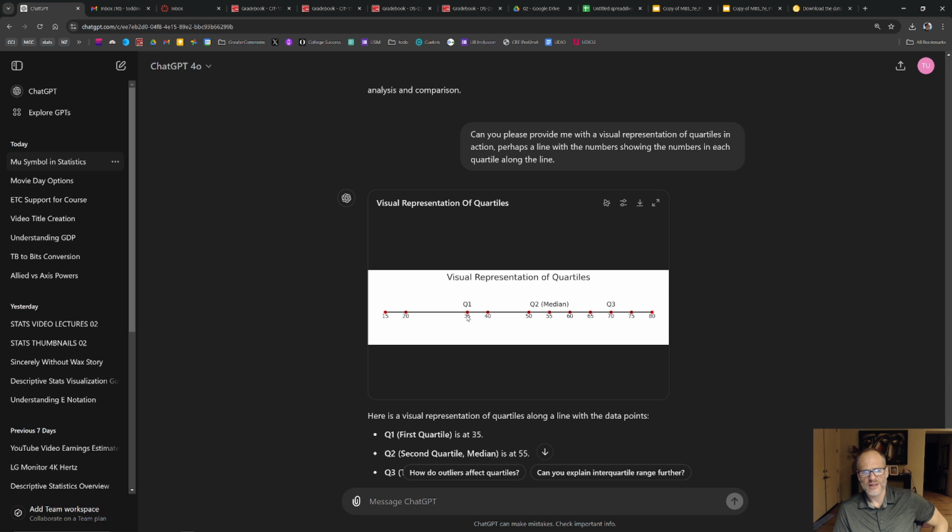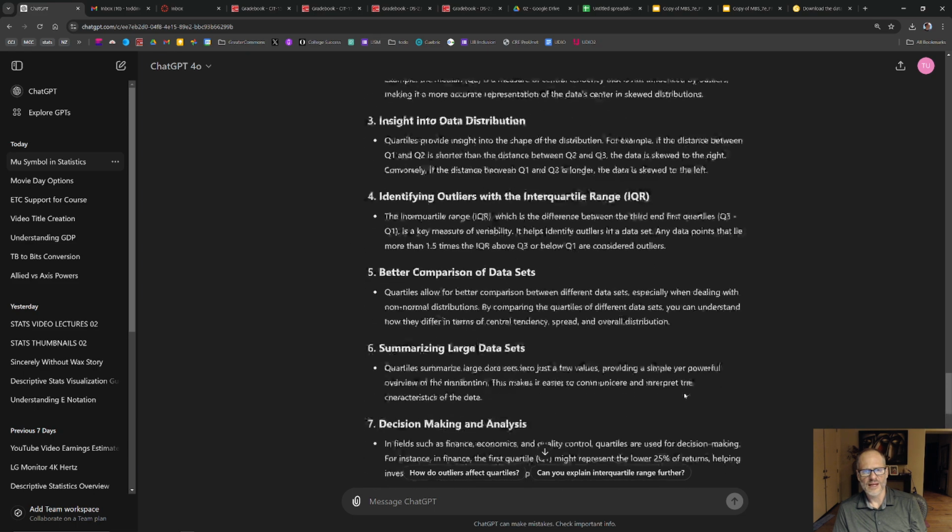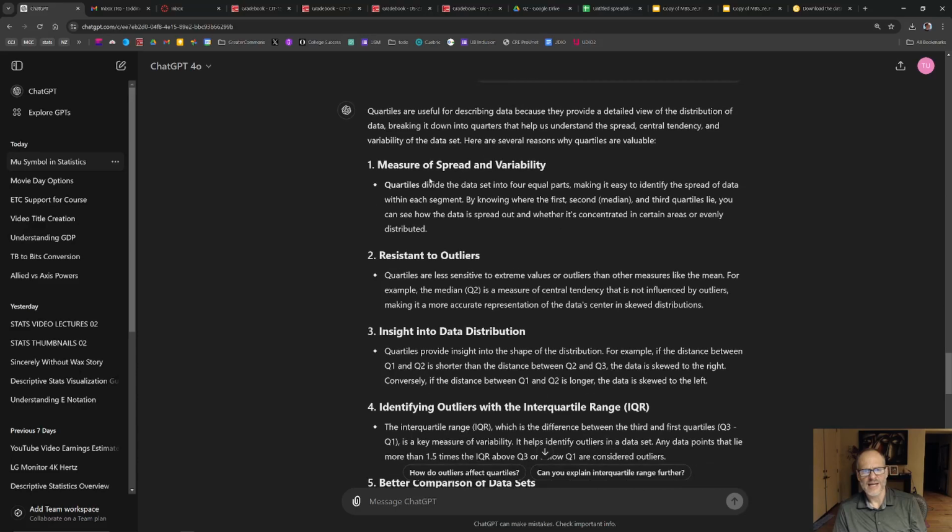So our first quartile is everything 35 or less. Our second quartile includes everything 50 and less. And our third quartile includes everything 70 and less. And so it starts to give us a visual representation of what our data looks like. So 15, 20, 35, right? And we could see that there. So that's a little bit of a visual on it, and that helps us see how the data is spread out and the variability. So quartiles divide the data into 4 equal parts, making it easy to identify the spread of data within each segment.